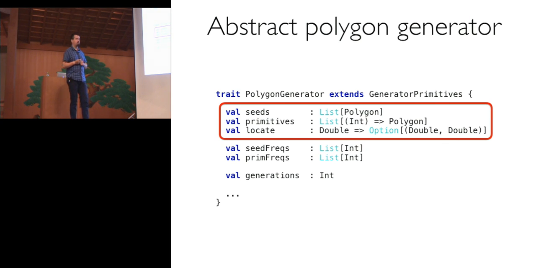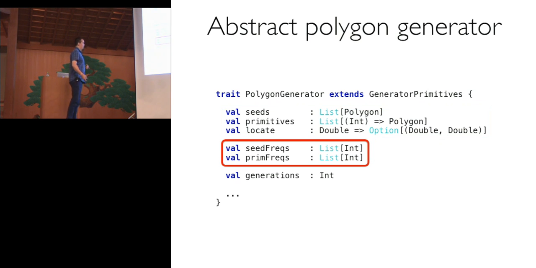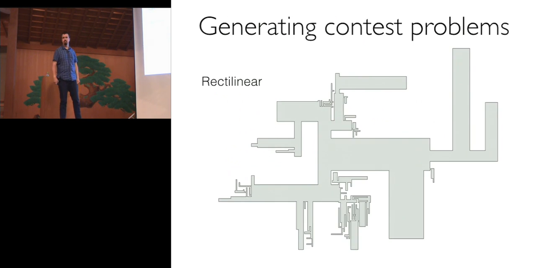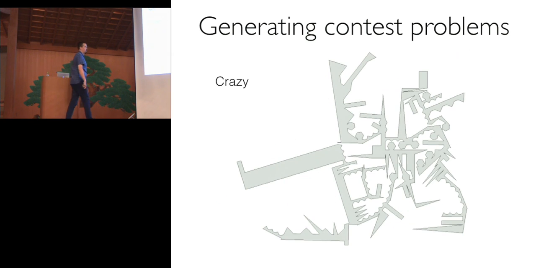Locate is a function which defines how exactly we pick those segments on the surface of the polygon that we are growing. Also, to tweak the frequencies, we provide these two lists to make sure that some polygons are chosen more often than others. And finally, we define the number of generations for which all this process is going to be iterated. So again, it doesn't mention any specific polygons. Squares, triangles, you name it, you can instantiate it and get something really, really funny. Like this, or even like this.